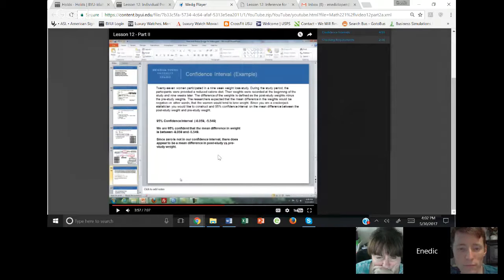So basically, if our result is negative, and 0 is not between those two results, then there is a difference. Meaning the women did lose weight. Yeah, and if 0 is between those results, there wasn't a difference. There was not enough of a difference. Oh, okay.